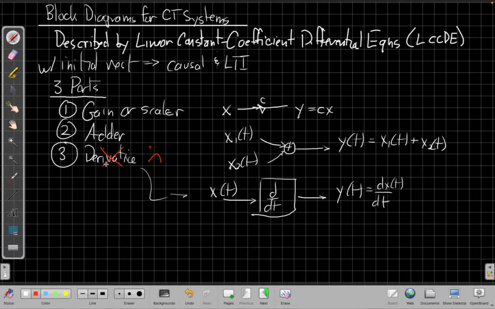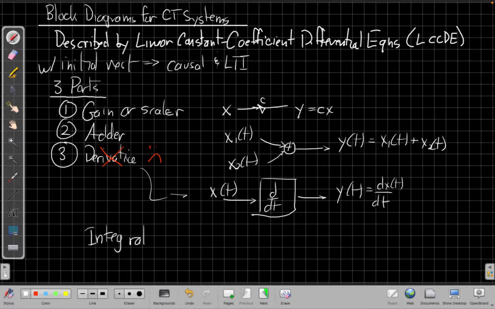We say, what are you talking about, John? A differential equation is an equation built out of derivatives. How are we supposed to make one without derivatives? Well, the trick is that instead of doing it with derivatives, what we use in practice are integrators.